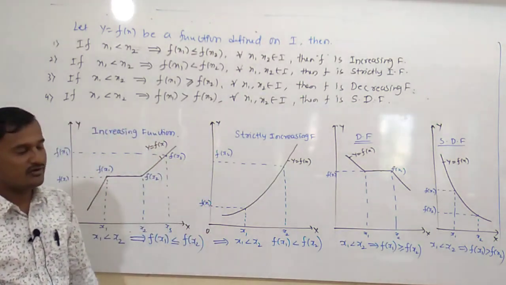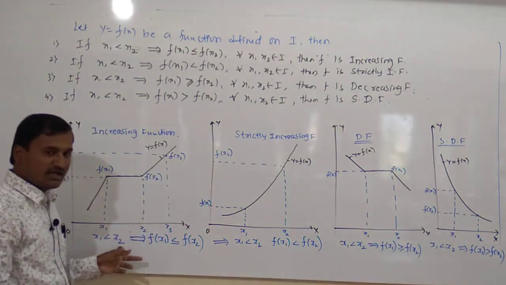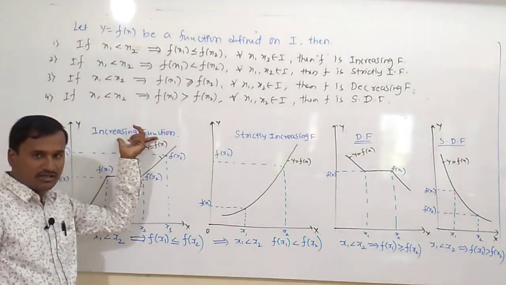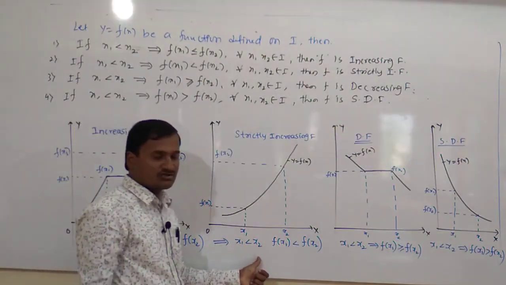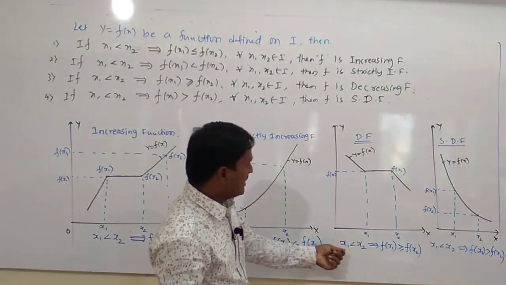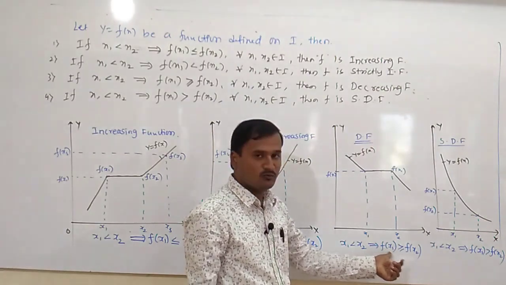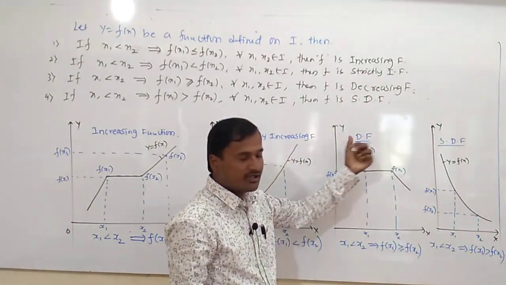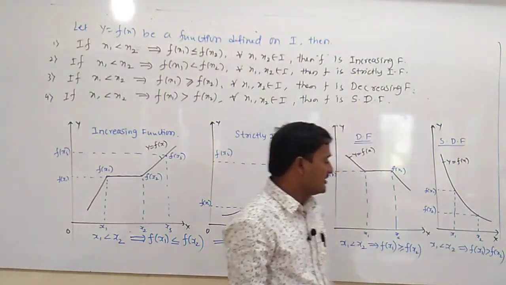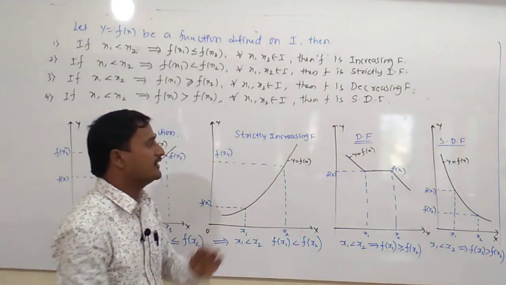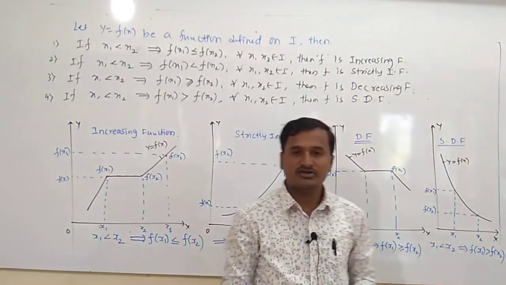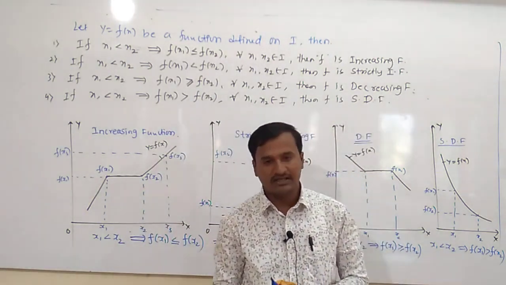So let y equal to f of x be any function. If x1 less than x2 implies f of x1 is less than or equal to f of x2, then such functions are called increasing functions. If x1 less than x2 implies f of x1 less than f of x2, that is called a strictly increasing function. If x1 less than x2 implies f of x1 more than or equal to f of x2, that is called a decreasing function. If x1 less than x2 implies f of x1 more than f of x2, then such functions are called strictly decreasing functions. So these are the basic mathematical definitions of increasing and decreasing functions.